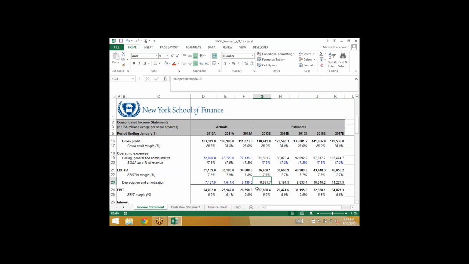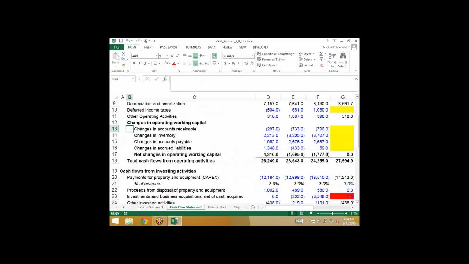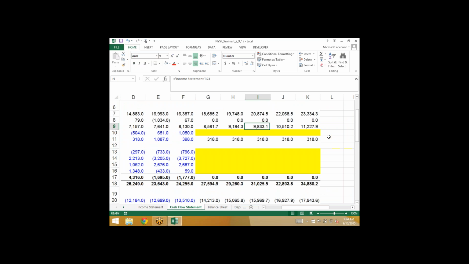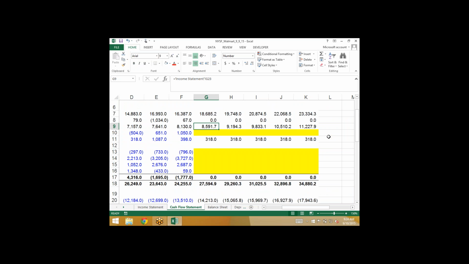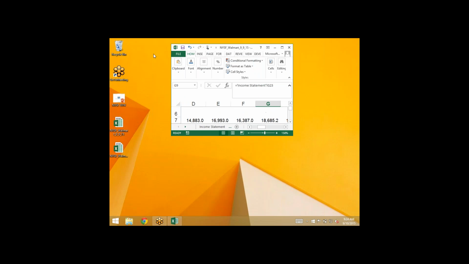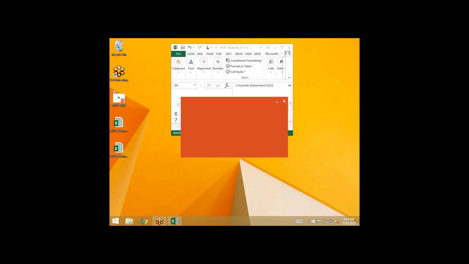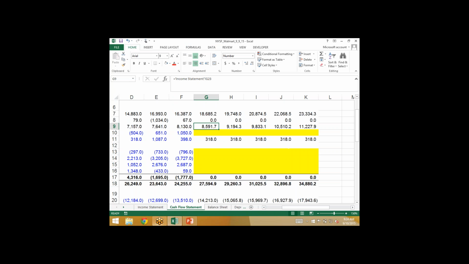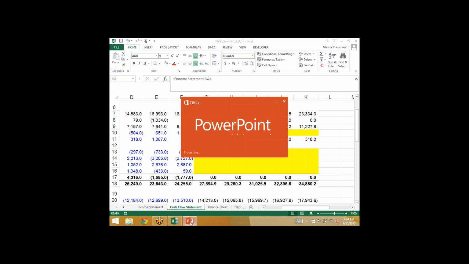So your numbers are going to start to change. Your EBIT's going to drop. Your taxes will be impacted. And this should also flow into the cash flow statement. In the cash flow statement, and we've already kind of linked it, it should no longer be zero. It should reflect the value of depreciation. Any questions on that?